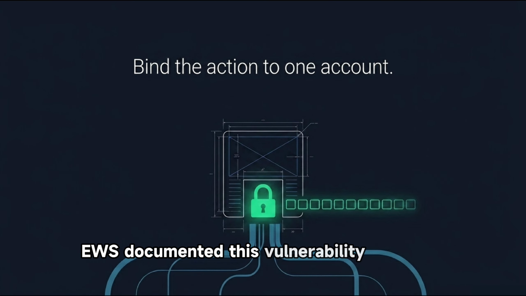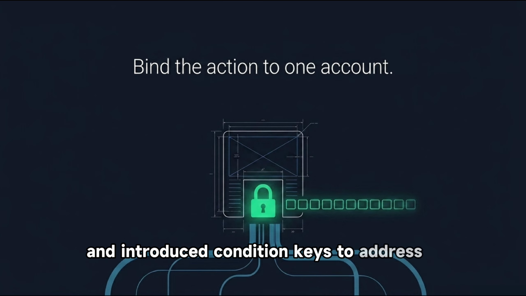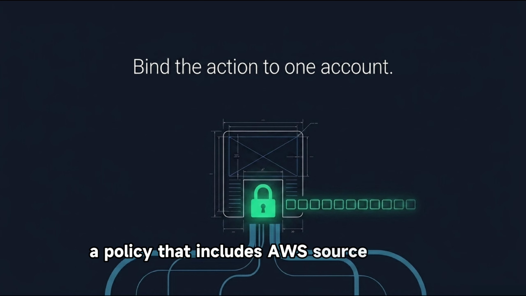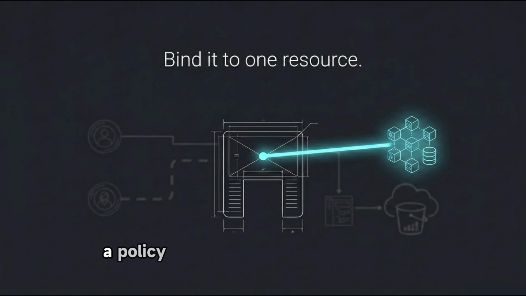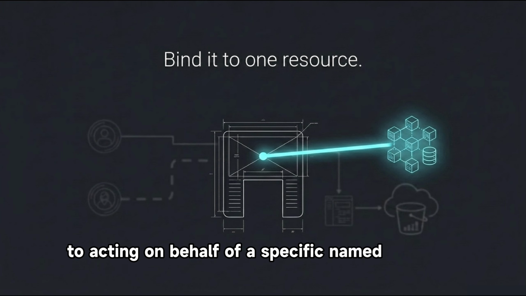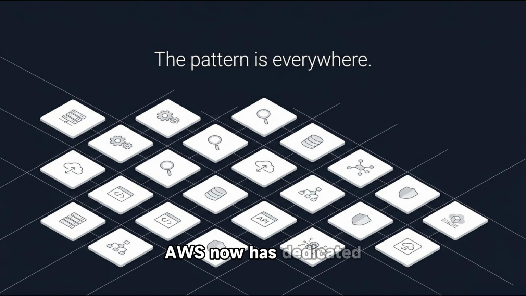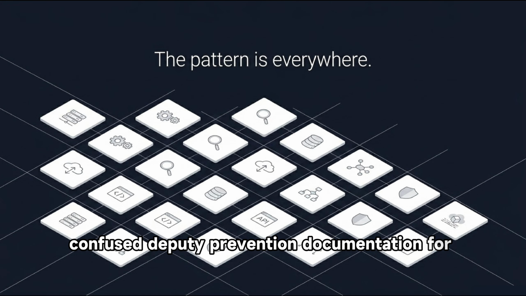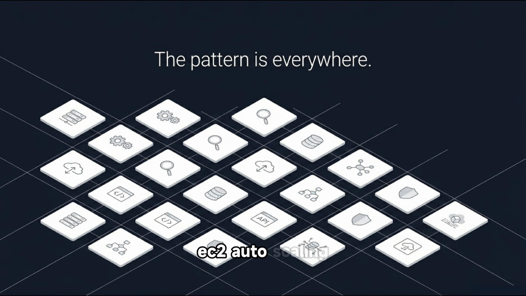AWS documented this vulnerability explicitly and introduced condition keys to address it. A policy that includes aws:SourceAccount restricts the service principal to acting only on behalf of a specific account. A policy that includes aws:SourceArn restricts it further to acting on behalf of a specific named resource in that account. AWS now has dedicated confused deputy prevention documentation for CloudTrail, Config, EC2 Auto Scaling, Systems Manager, CloudWatch Logs, and dozens of other services, each specifying the exact condition keys required to close this exposure. The presence of that documentation across the service catalog is the clearest indication of how widespread the underlying pattern is.